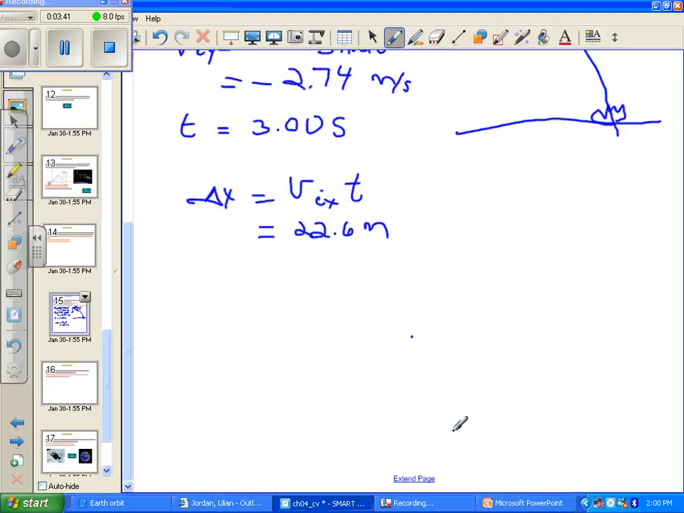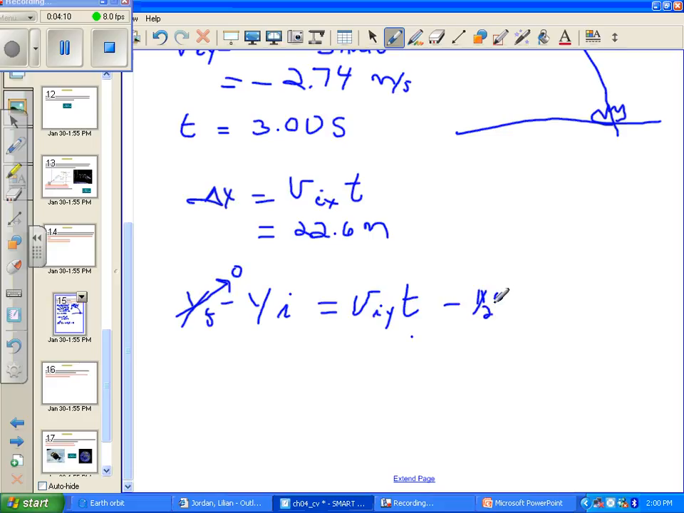Now, the next thing we're asked to solve for is from what height was the ball launched? In other words, what is y initial? Since we are told to take y final to equal 0, that is ground level, we set this equation equal to v initial y times t minus a half g t squared. And we proceed to solve for y initial in the case where t is equal to 3 seconds.